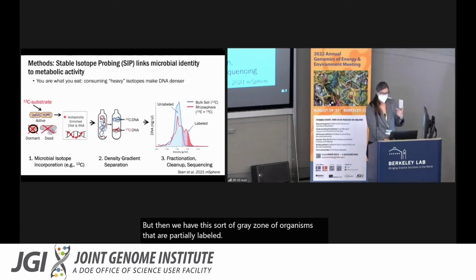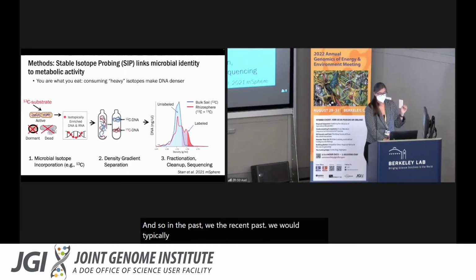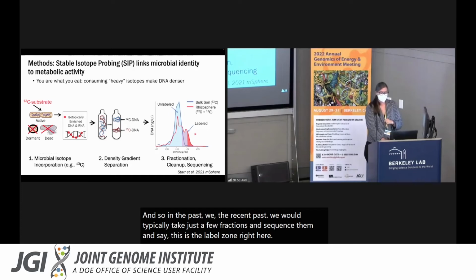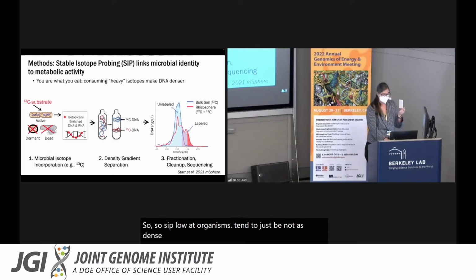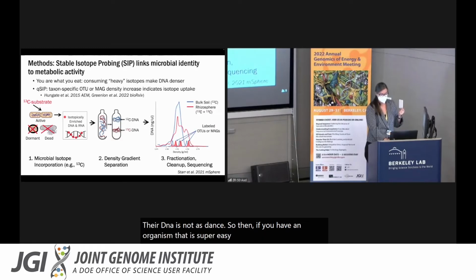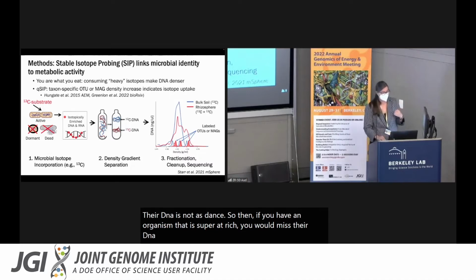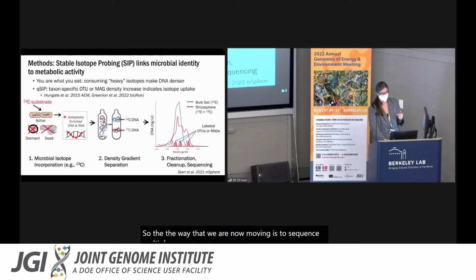And so in the recent past, we would typically take just a few fractions and sequence them and say, this is the label zone right here. But that misses a whole bunch of different organisms. So low GC organisms tend to just be not as dense. Their DNA is not as dense. So then if you have an organism that is super AT rich, you would miss their DNA that became enriched. So the way that we are now moving is to sequence multiple fractions across the whole gradient.